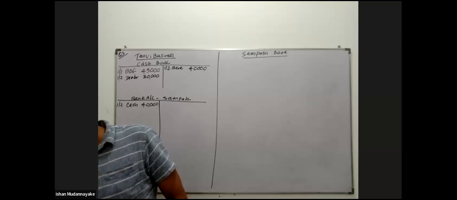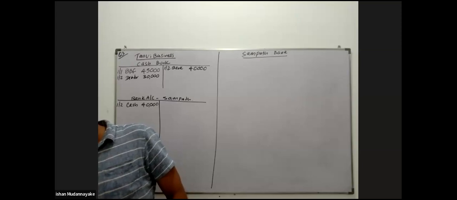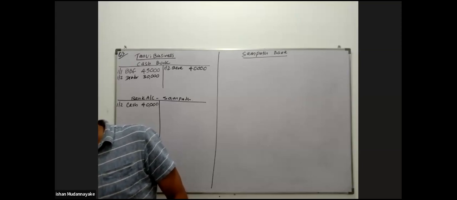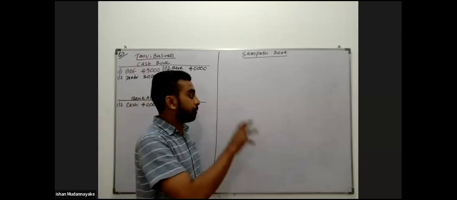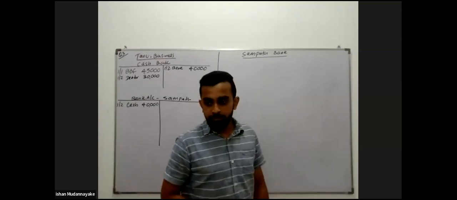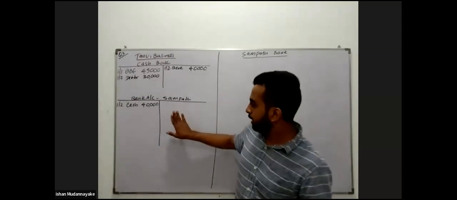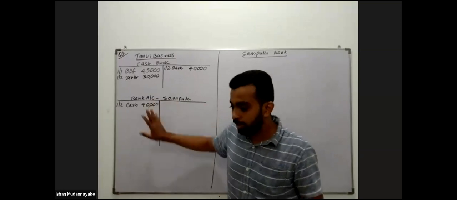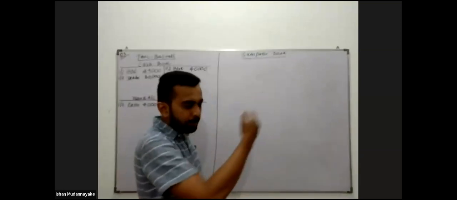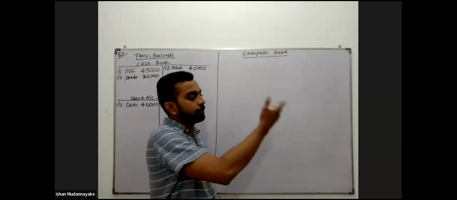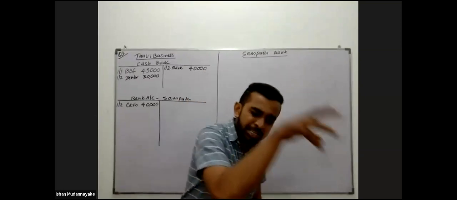Okay, then right now, Thanvi needs to open a current account in Sampath Bank by depositing this 40,000. After passing this double entry, Thanvi goes to Sampath Bank, and after going to Sampath Bank, Thanvi opens a current account in Sampath Bank.